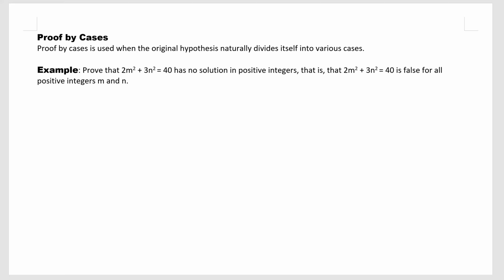So here, let's show it. We can suppose that 2m squared plus 3n squared equals 40, and here m and n are positive integers. Let's try to solve this equation, and if we cannot find the solutions, then we can say no solutions.